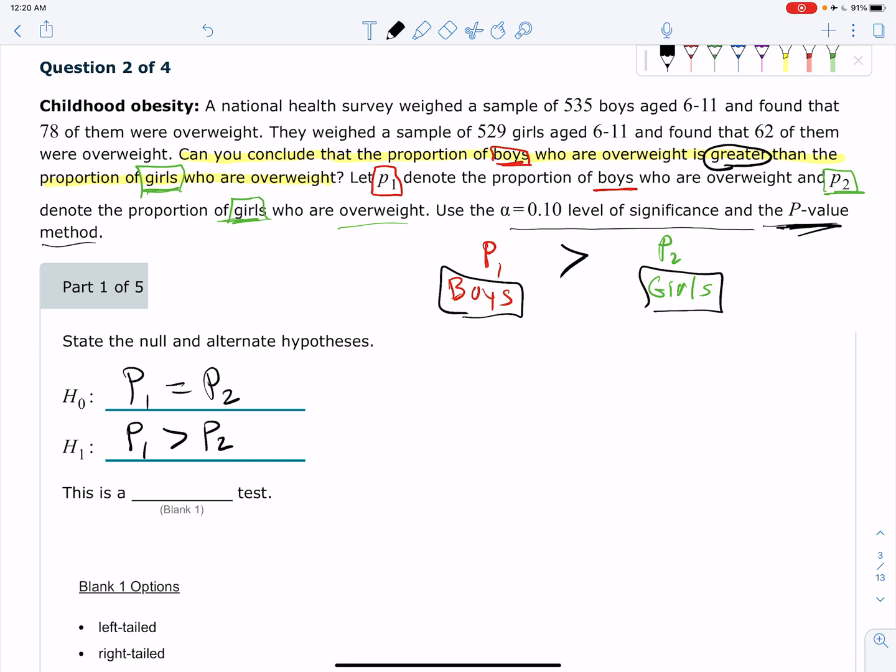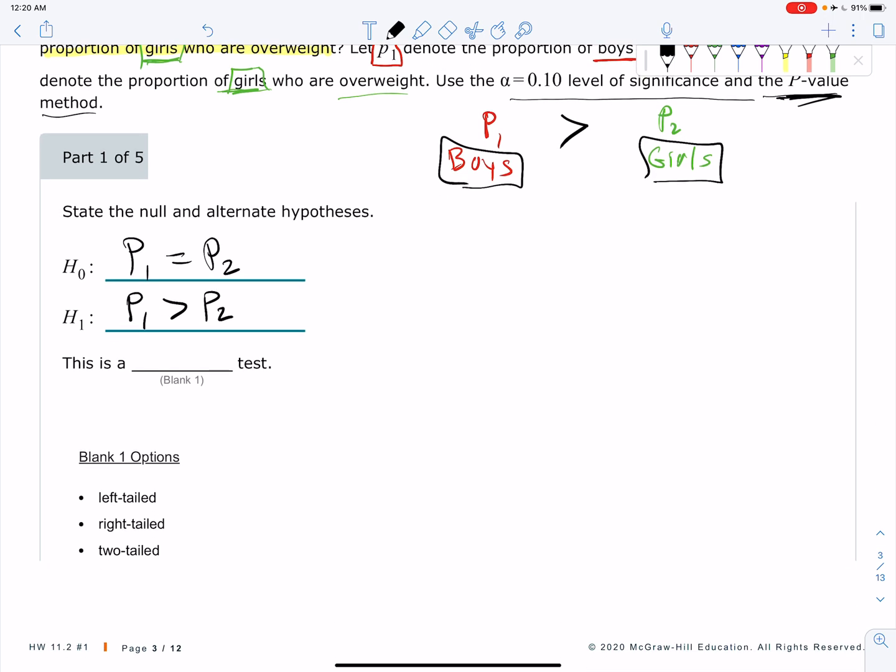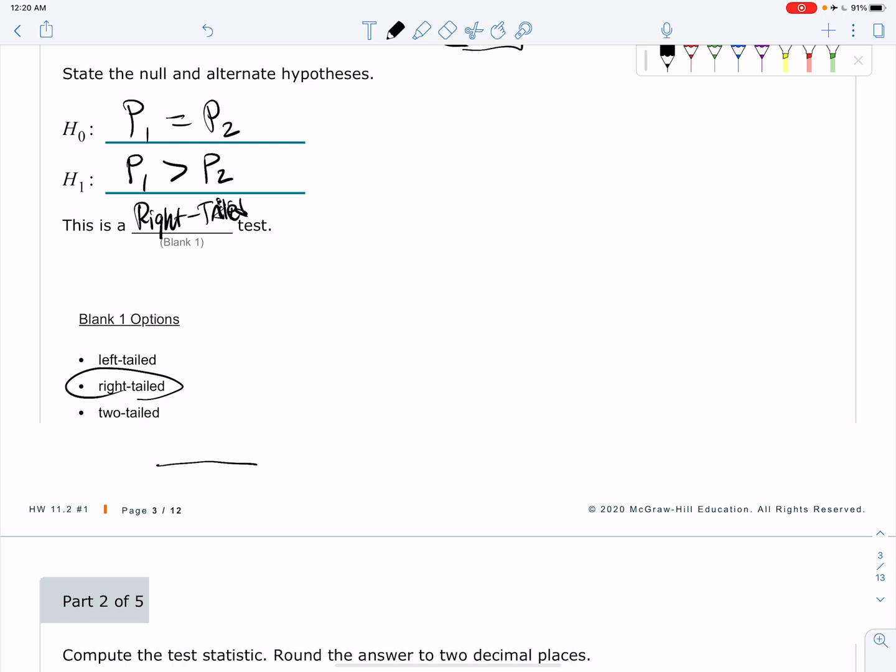So that's our alternate. We've got our assumption that they're equal, and we're trying to show that P sub 1 is greater than P sub 2 by using statistics. Well, that's going to be a right-tailed test. Visually, if P sub 1 is greater than P sub 2, we're trying to see how far it is to the right, and so that's why it's a right tail, okay?